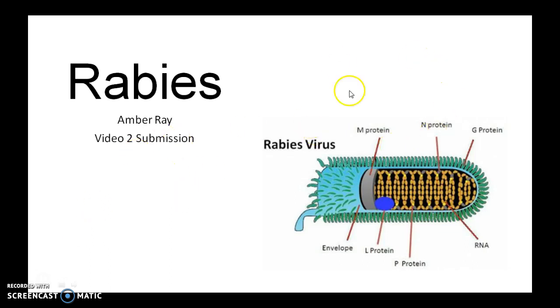In the picture to the right here, it has the rabies virus. You can see it has different kinds of proteins that it encodes, an RNA center, and then an envelope around the outside.